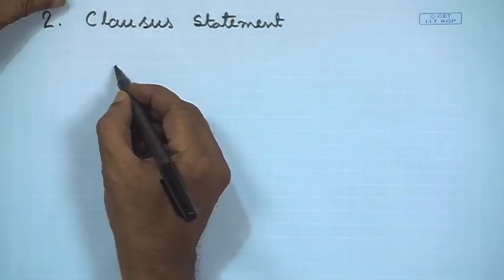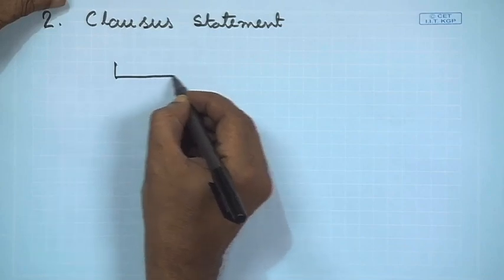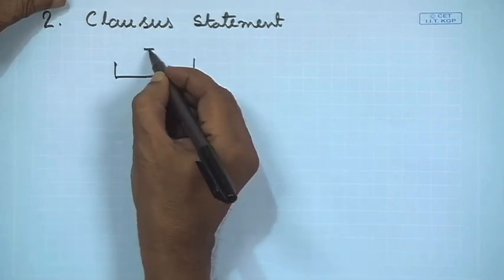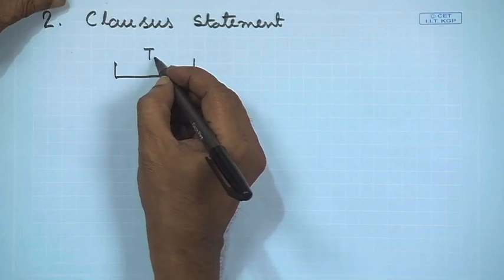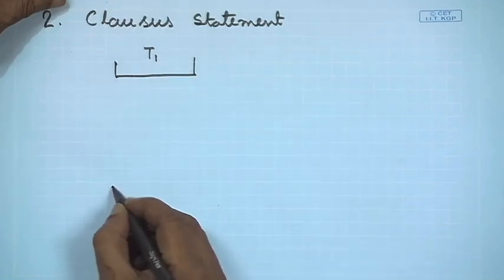So, what is told by the Clausius statement? Let us say there are two bodies, one body is at temperature T1 and another body is at temperature T2.